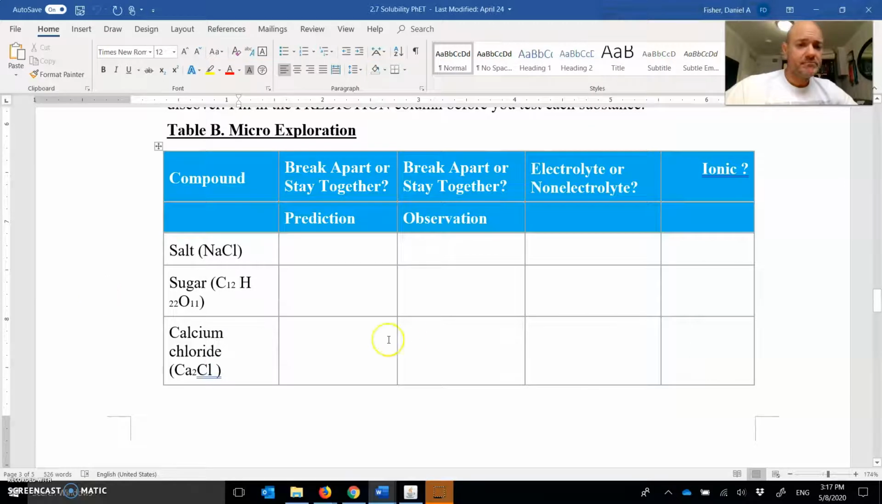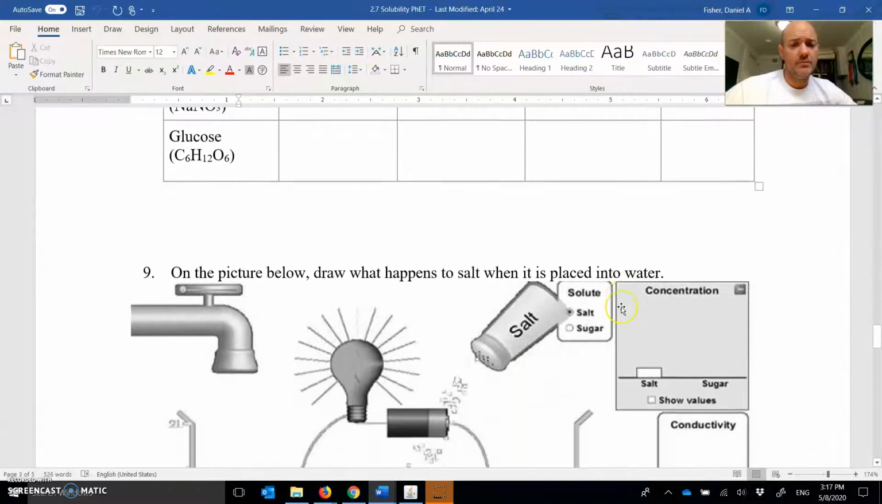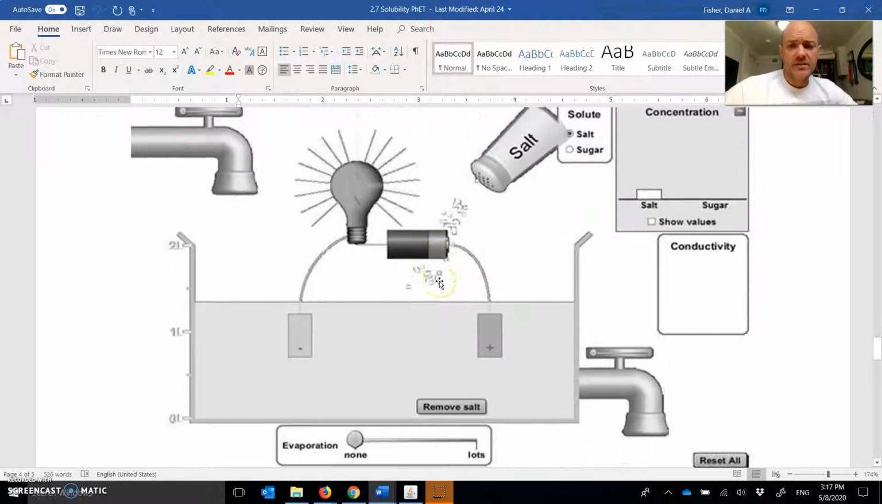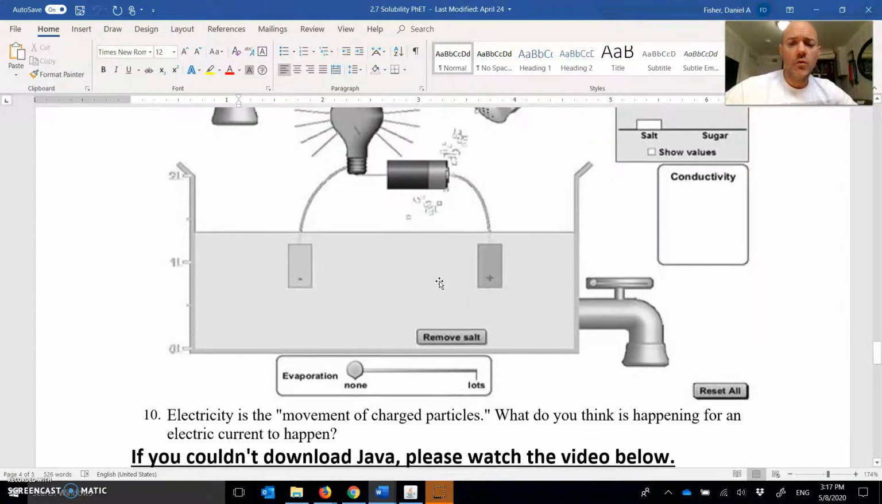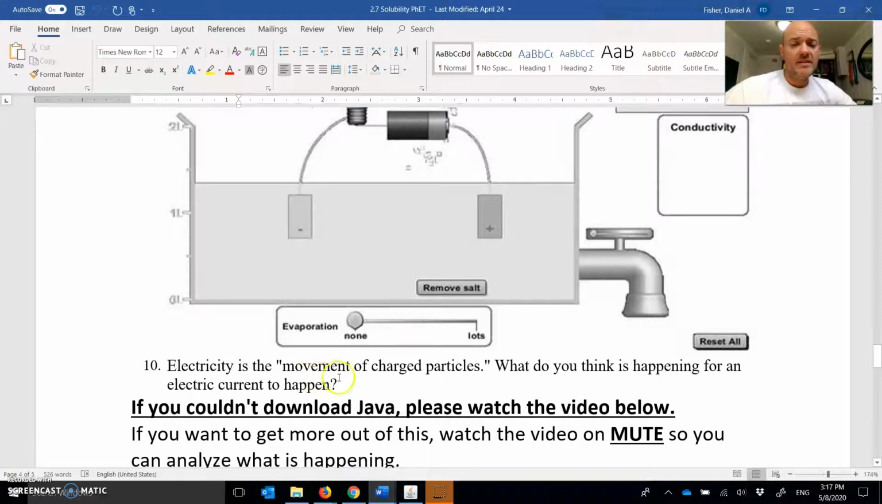So there's our observations. Do you think it's going to be an electrolyte or a non-electrolyte? And do you think it is ionic? Yes or no? And then here you're going to draw or at least describe in as detailed a way as possible what happens when you put the sodium and the chloride, or sodium chloride, the salt, into the water. And then think about question number 10.